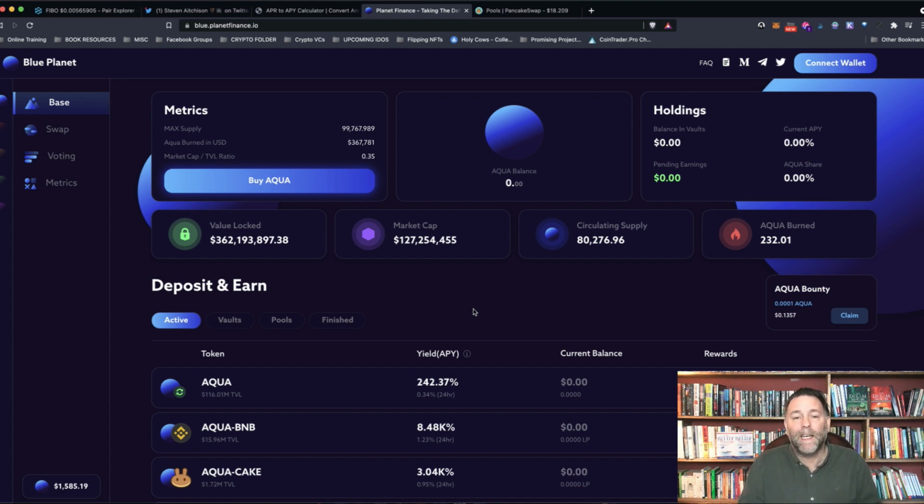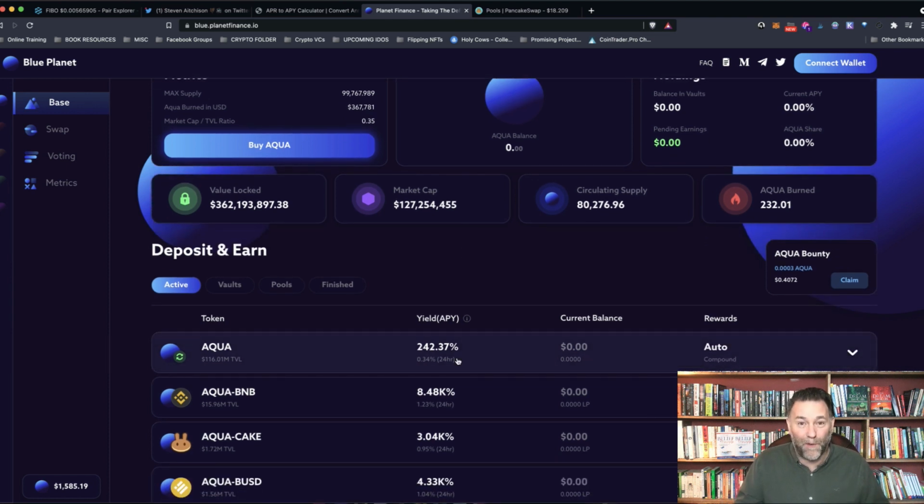APY, on the other hand, is annual percentage yield. That really pertains to yield farming. This is what we're talking about with Planet Finance as well, yield farming. So if you're getting a higher APY, it means you're going to earn more money on whatever it is you're putting in. So if you put in Aqua tokens and you're getting a high APY, which you do on Planet Finance, you're getting 242% APY, which is huge. That is auto-compounded for you.